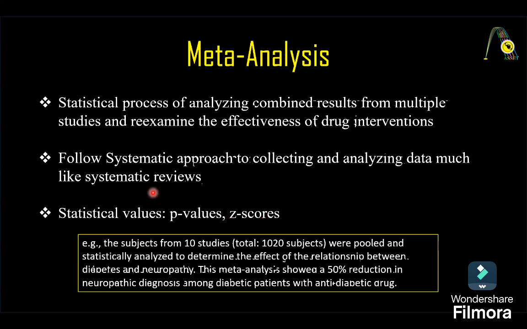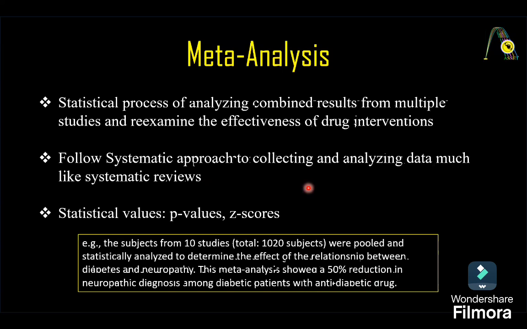And much like systematic reviews, these also involve collecting and analyzing data in a systematic method. So a lot like systematic reviews, you also collect data in a systematic method. So again, inclusion and exclusion criteria is often a part of meta-analysis as well. An example of a meta-analysis I can think of is, imagine subjects from 10 studies, a total of 1,020 subjects, were pooled and statistically analyzed to determine the effect of the relationship between diabetes and neuropathy. This meta-analysis showed a 50% reduction in neuropathic diagnosis among diabetic patients with anti-diabetic drugs.